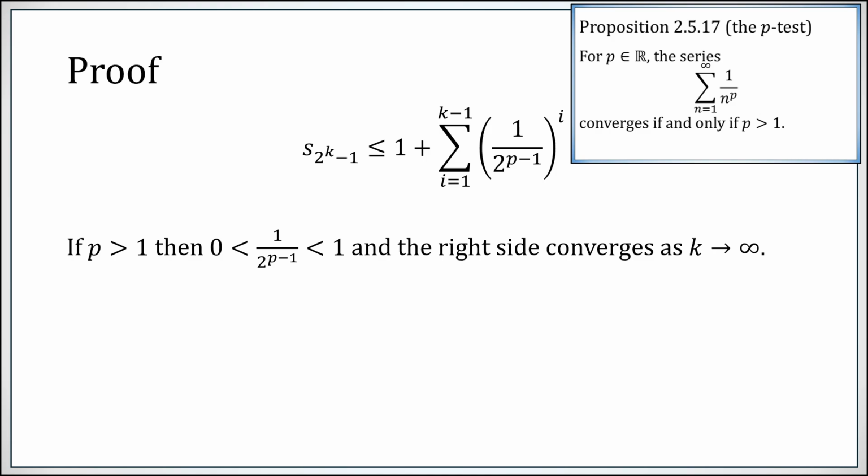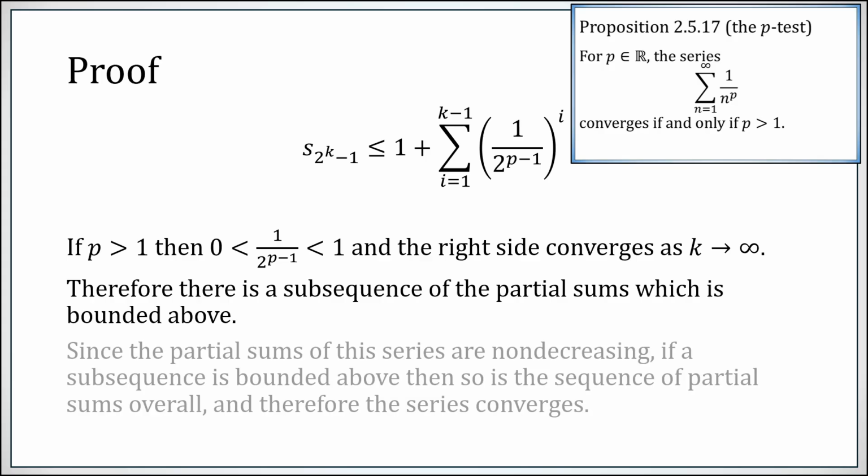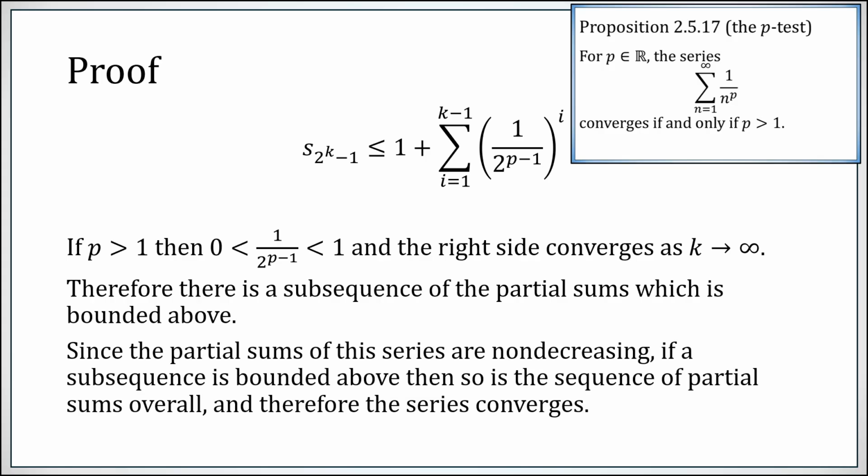So as k goes to infinity, we have a converging geometric series on the right, meaning there is a subsequence of the partial sums of our original series that are bounded above. But the partial sums of our original series were non-decreasing. So if a subsequence is bounded above, then it is converging. However, because the original partial sums are non-decreasing, if any subsequence of them is bounded above, they are bounded above overall, therefore converging, therefore our series converges, completing the proof.